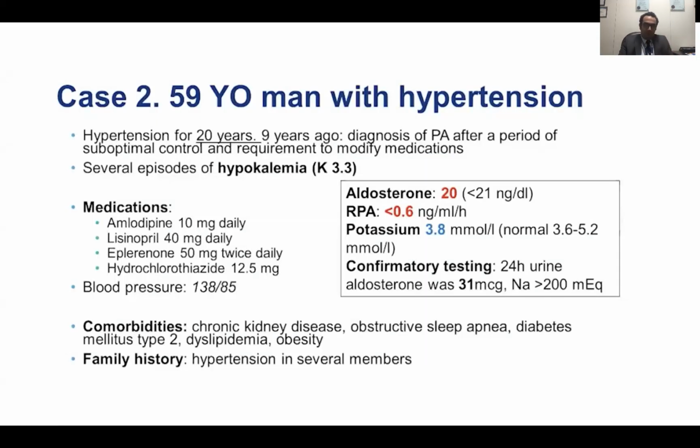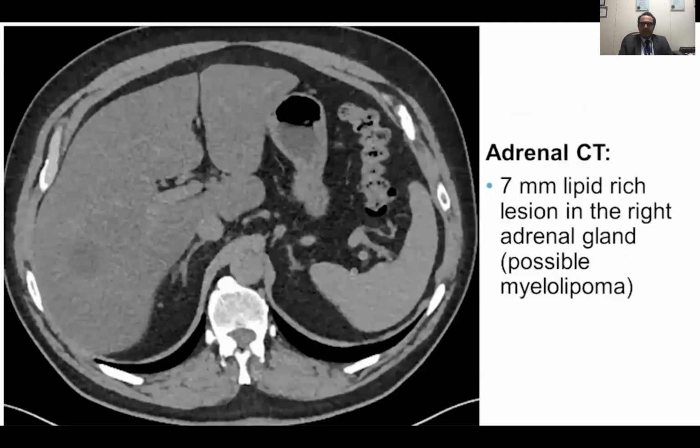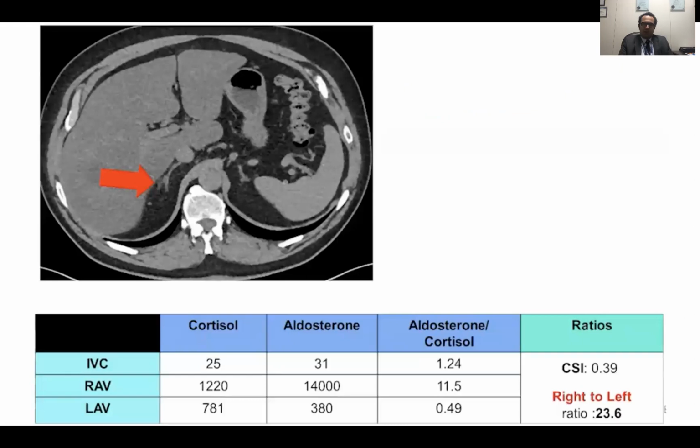Okay. So if we talk about this case, hypertension, hypokalemia, aldosterone was 20 and renin was suppressed. Confirmatory test was done, and the CT scan revealed basically a 7 millimeter lipid-rich lesion in the right adrenal gland, possible myelolipoma. So AV sampling is done. Again, in the AV sampling here, you can see the aldosterone to cortisol ratio, 11.1, 0.49. So if you compare right to left, right is 23 times more than the left.